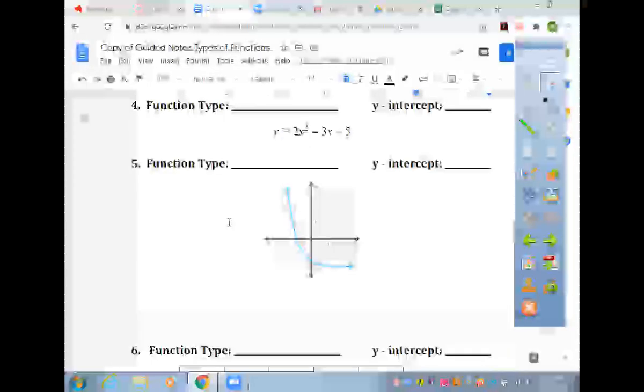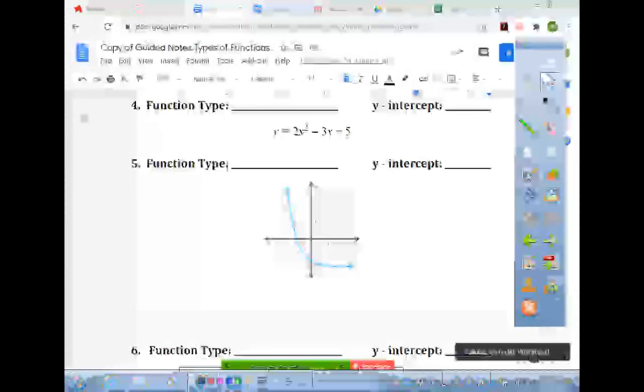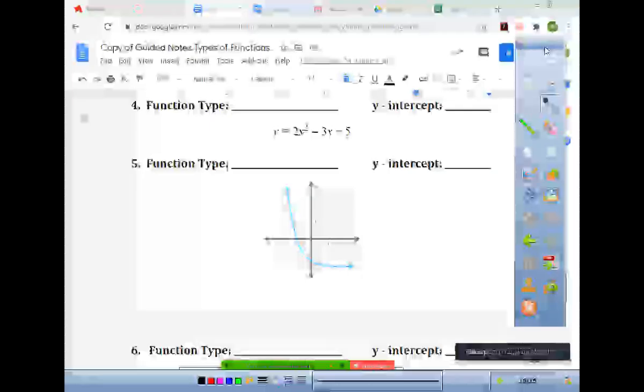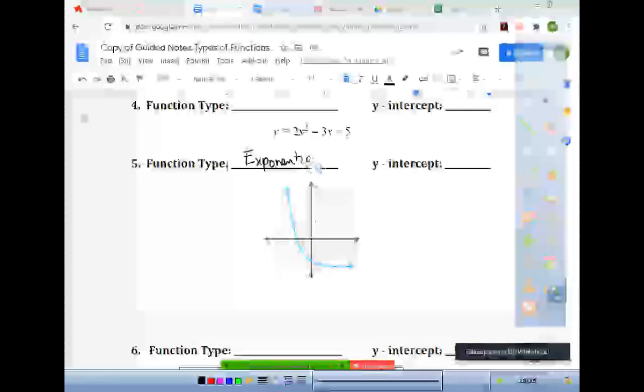And let's see here, number 5. What is number 5? Exponential. All right, it's a little bit hard to read that graph. Where is it crossing? This is my y-axis, my vertical one. Can you see what that point is? -5? 0, -5.